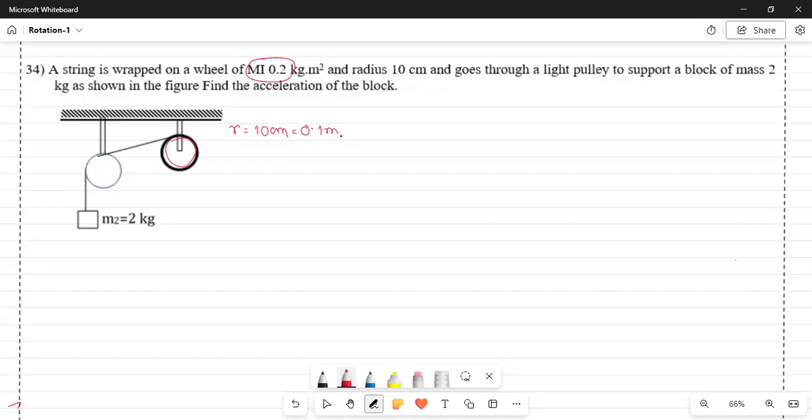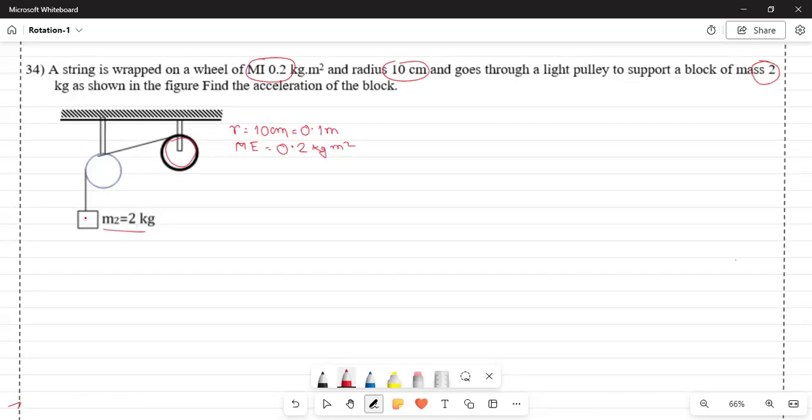And moment of inertia is given as 0.2 kg meter square. The string goes through a light pulley to support a block of mass 2 kg. So this mass is 2 kg, as shown in the figure. Find the acceleration of the block.